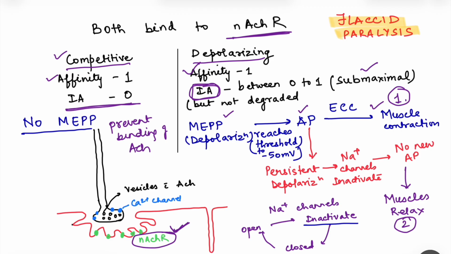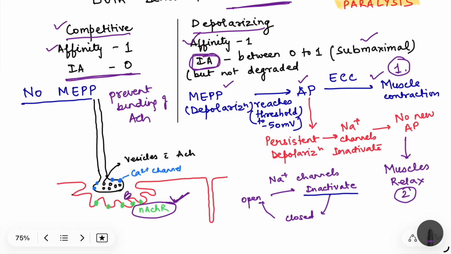However, unlike acetylcholine, these depolarizing neuromuscular blockers are not destroyed by acetylcholinesterase. Okay. So if they are not destroyed, they will remain in the synaptic cleft and keep stimulating these N-acetylcholine receptors. Now this is harmful. So initially, yes, there will be muscle contraction, but because of persistent depolarization, there is sodium channel inactivation.